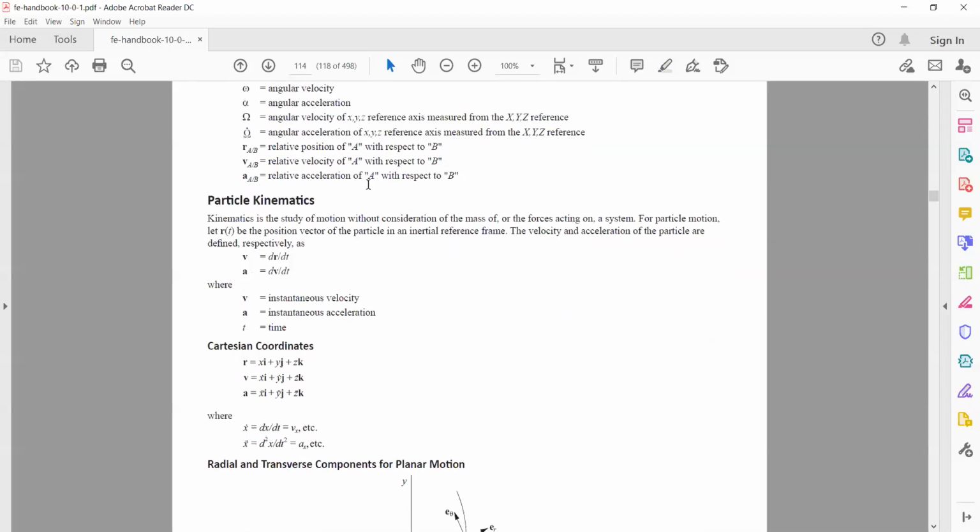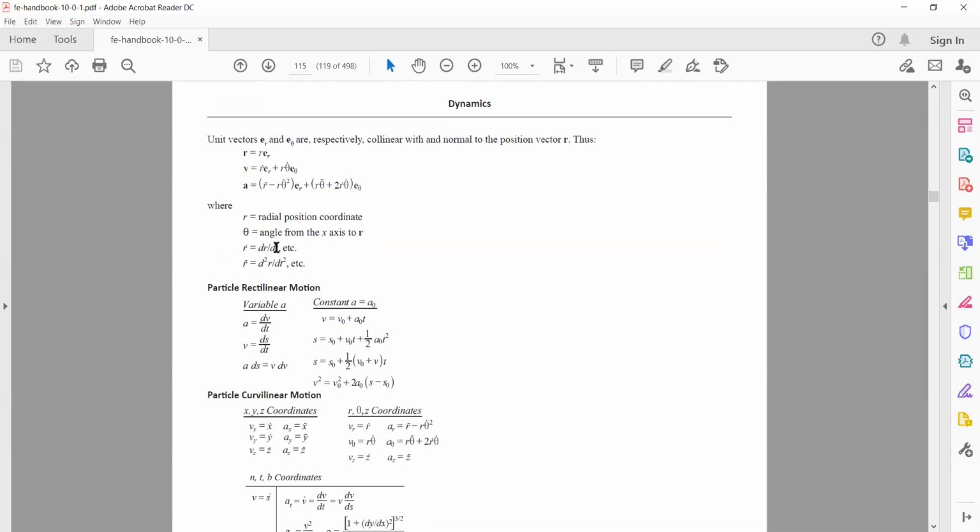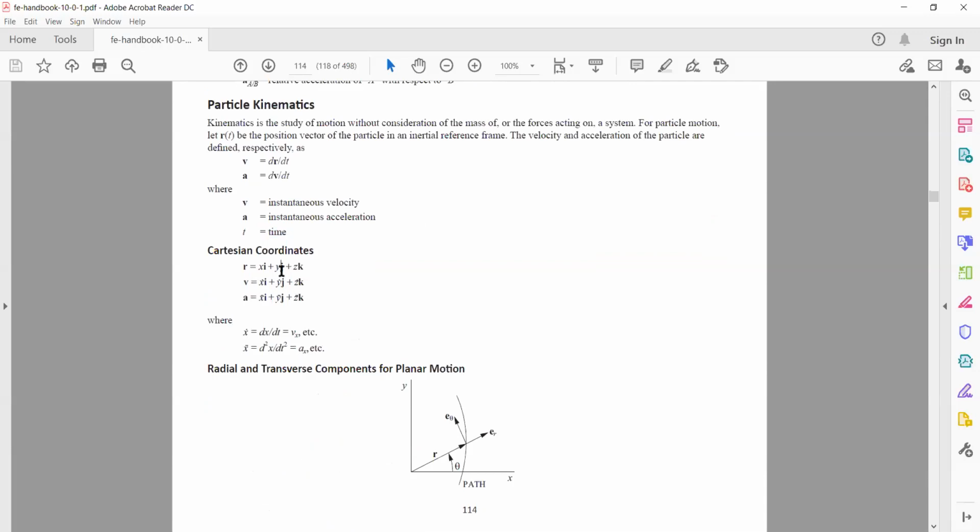We have particle kinematics, which is the simplest form of kinematics, where the velocity is the derivative of the position with respect to time, or time derivative, and then the acceleration is the time derivative of the velocity. So if you wanted to relate acceleration to position, you would say it's the second time derivative. We have velocity, instantaneous velocity, instantaneous acceleration, time, Cartesian coordinate system, R, V, A.